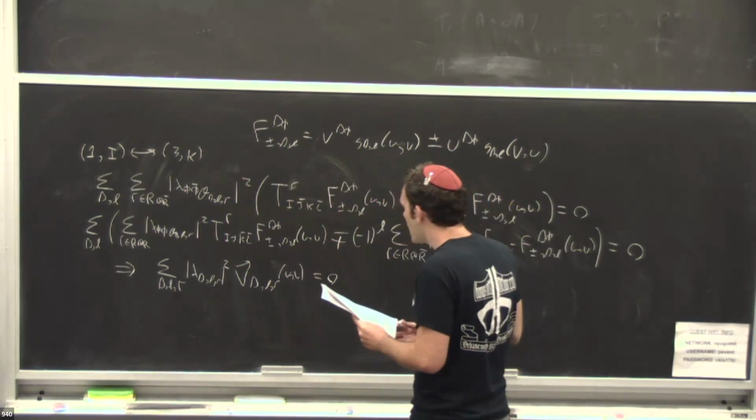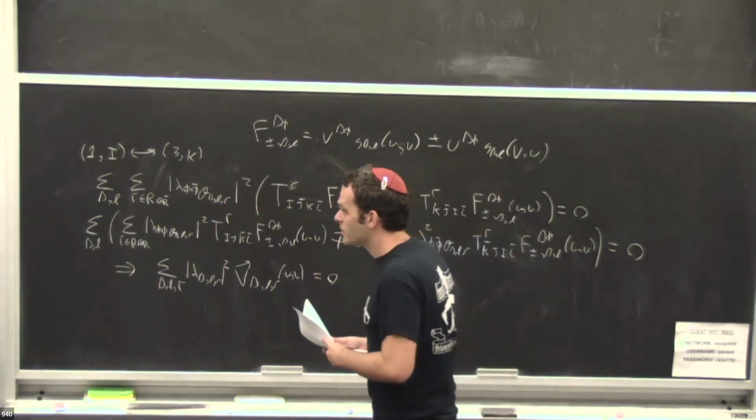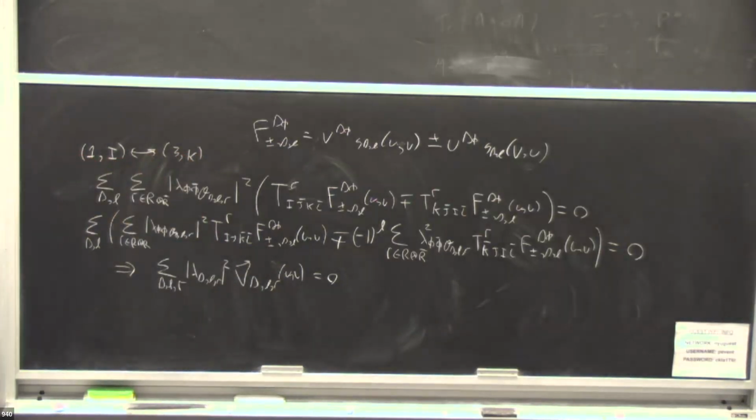Okay. And so let's give an example, because this was a little bit abstract. Let's give an example in the simplest possible case. So let's consider phi to be real.